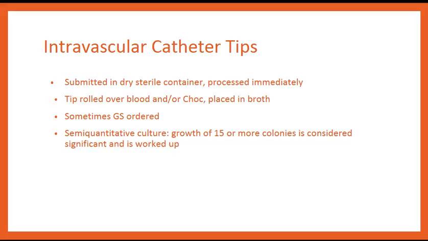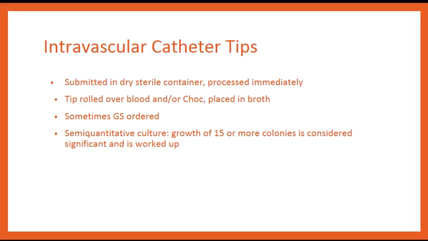So it will come in a dry, sterile container. Sometimes it has a little bit of blood on it. We need to do it immediately though, because it's in a dry, sterile container. There's nothing in there to keep the organisms alive. And how we do this is we roll the tip on a blood or a chocolate plate. We roll it around on the plate, and then you put the tip in a broth.